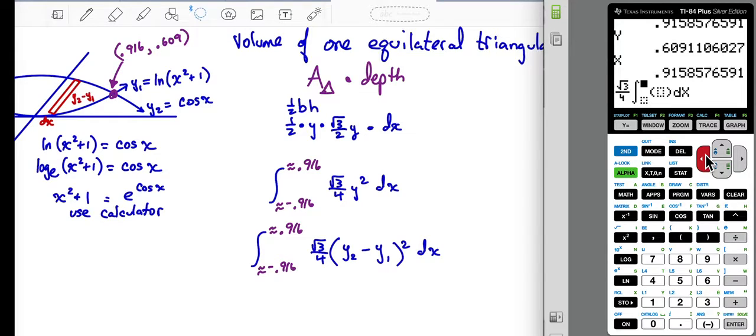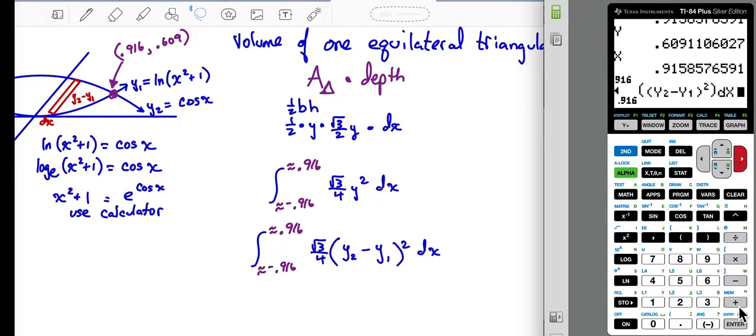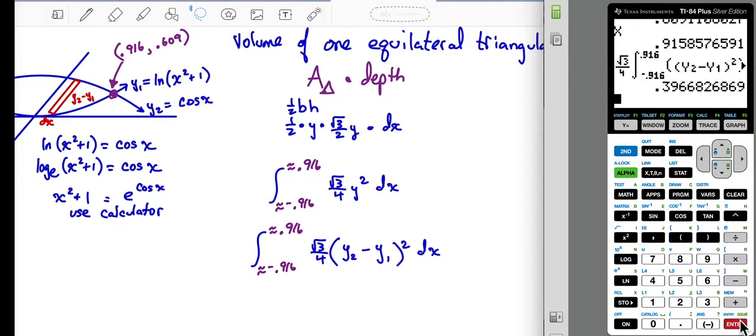So you can do this one of two ways. One, I could just type in the values. So that's manageable. And then alpha trace y2 minus alpha trace y1. Close it up and square it. So that's one way to go. And I might as well just jot this down because it should be pretty spot on to the correct answer. So approximately 0.3967 cubic units.